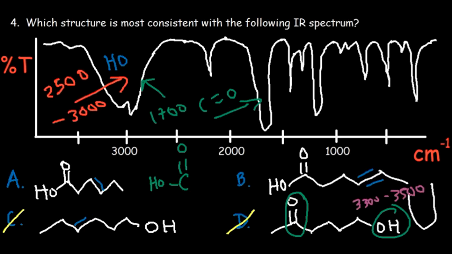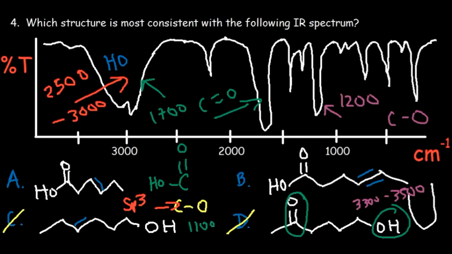Another reason why we can eliminate answer choice D is this signal here. That signal, which is roughly around 1200, it's a CO stretch, but not for an alcohol, but for a carboxylic acid. There's two types of CO stretches. There's the CO stretch of an alcohol and an ether, where this is an sp3 carbon. That's usually around 1000 to 1150, so we'll say like 1100.